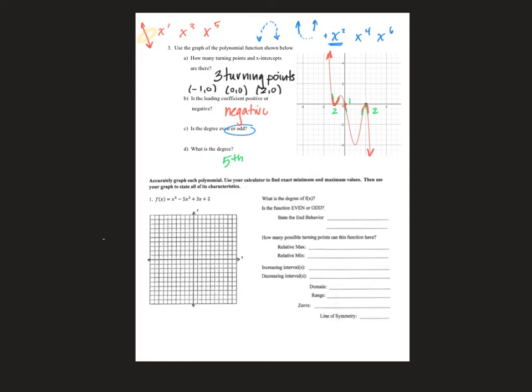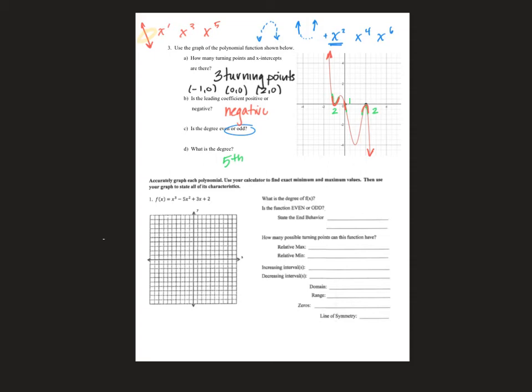Okay, for the last one, you're going to need a graphing calculator, and this is going to take you a little bit of time. It says accurately graph each polynomial. I'm just going to give you one to try. You can try others on your own. Use your calculator to find the exact minimum and maximum values. Then use your graph to state all of its characteristics.